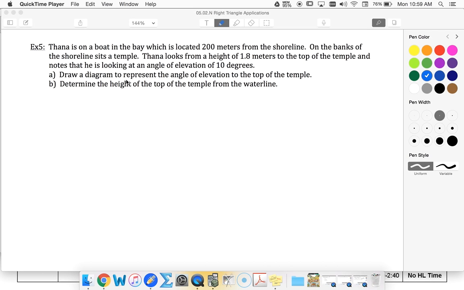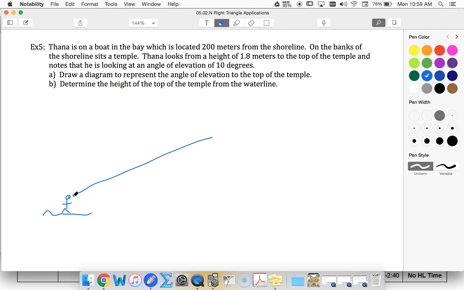So let's draw a diagram. So we're here on the water, and then we've got Tana looking up. So we know our angle of elevation was 10 degrees. We know that Tana is 1.8 meters. So this height here is 1.8 meters. And then somewhere on the shore, our distance to the shore is 200 meters. So here's where our water keeps going, and then we hit land. So now we're at land.